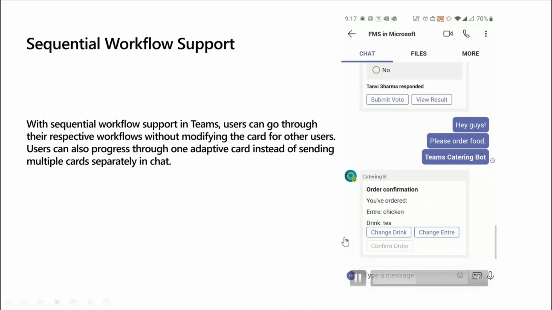So for example, this is a food ordering bot demo. You can send an adaptive card which will help users order food in this group chat. So I'm playing this. So what would you like for lunch? I say chicken, I say tea, and I confirm my order, all without sending 4 to 5 different cards. I see the recent orders as well. And I went through my entire list and entire scenario of cards without having to send 5 different cards. Neither did I modify the card for other users.